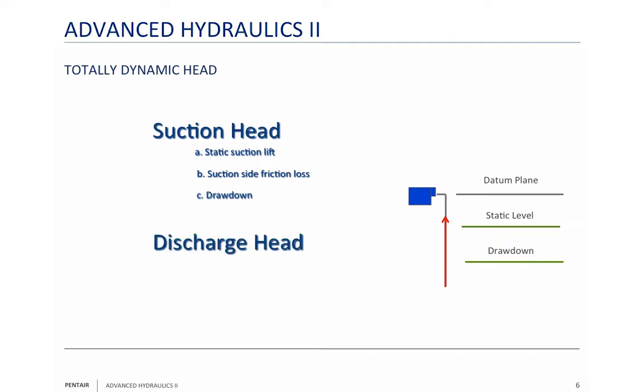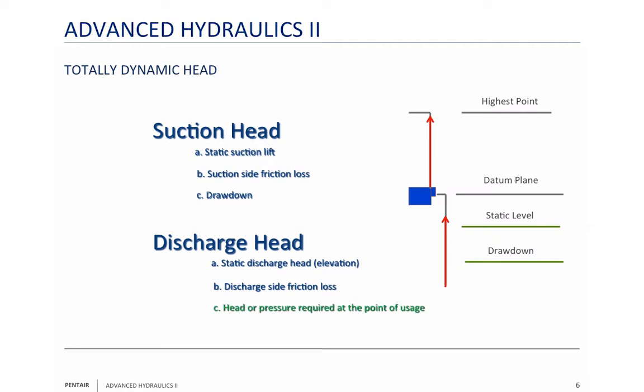On the discharge side, we've got static discharge head, which is elevation. It's measured from the datum plane to the highest point I have to pump the water. I've got my discharge side friction loss. I expect to have a little more here, but still I get real concerned if someone comes in with a really high friction loss. Okay? Keep the friction loss low by upsizing that pipe. And then lastly, my head or pressure requirement at the point of usage. And it depends on what you're doing. If you're running a sprinkler, the point of usage is the sprinkler head, and I need 40 psi.